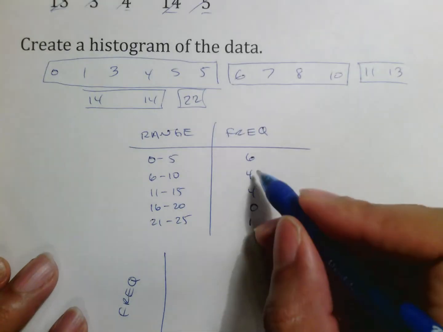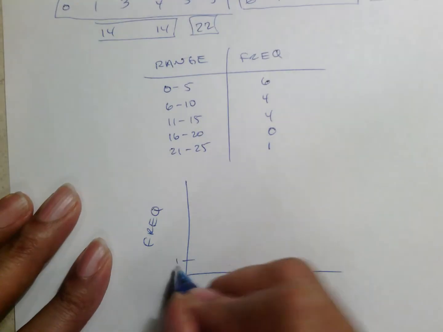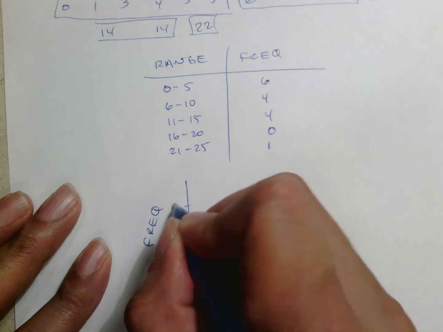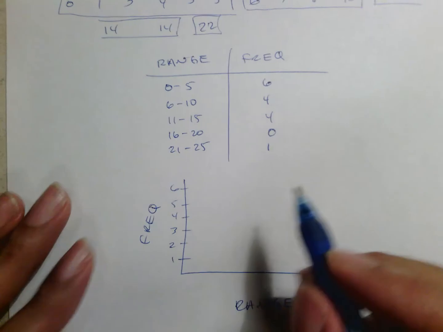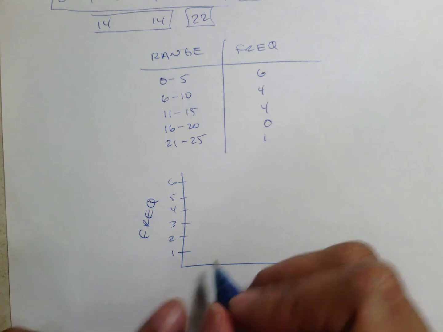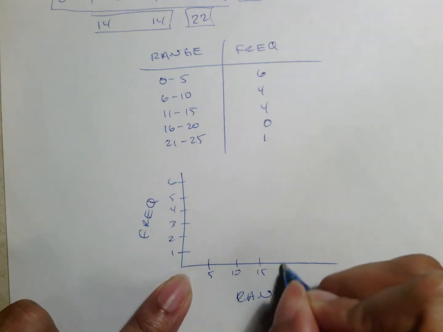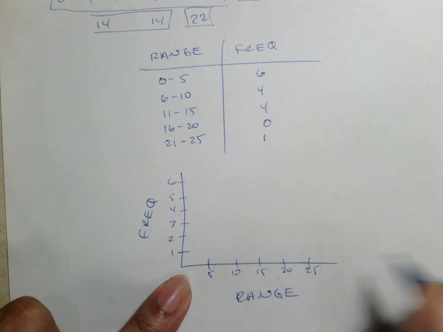Our highest number in frequency is 6, so let's number up to 6: 1, 2, 3, 4, 5, 6. And then in terms of our range, we're counting by 5, so we just have to put 5 all the way up to 25: 10, 15, 20, 25.